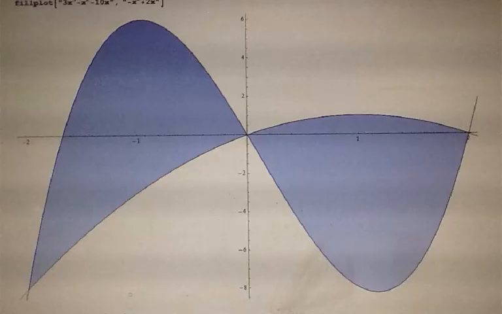Alright, now let me show you what the graph looks like here. This graph has two different regions, because the curves intersect not twice, but three times. And so we need to set up two different integrals to work this one out. Now, why do we need two different integrals?